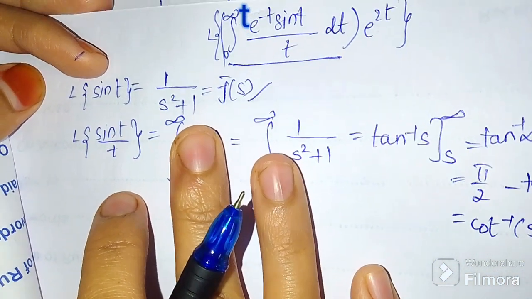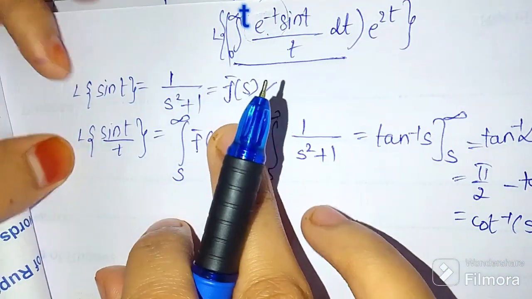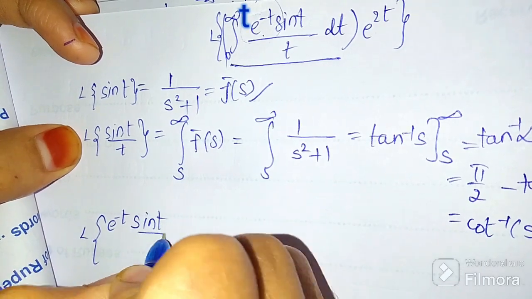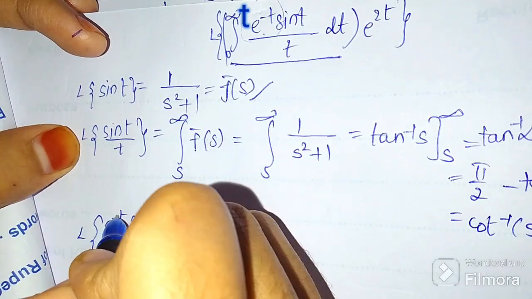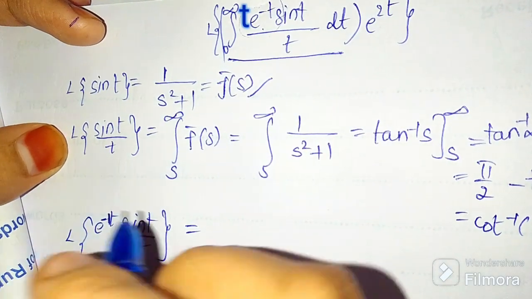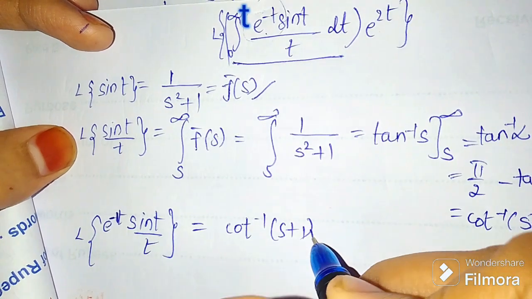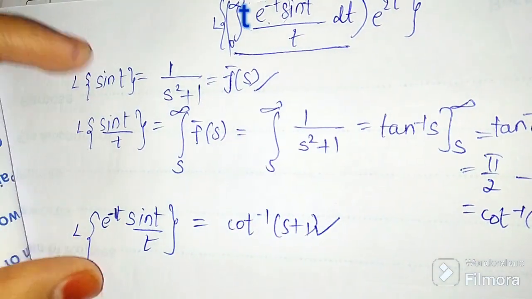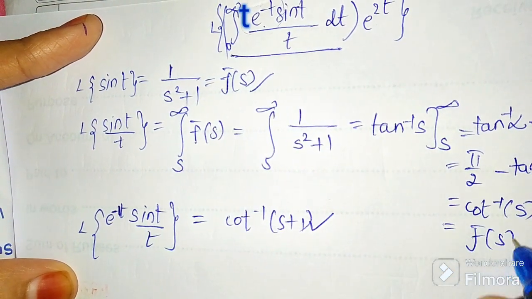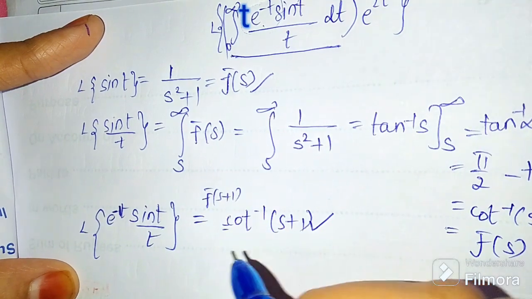So now this is done. Now this part: Laplace of e power minus t sin t by t. Minus 1 is there, so I should shift it to plus 1. This will be my cot inverse of s plus 1. Am I right? Done, 3 steps done. Next, if you want, you can write like this. This is my f bar of s. This will be f bar of s plus 1, which is this.